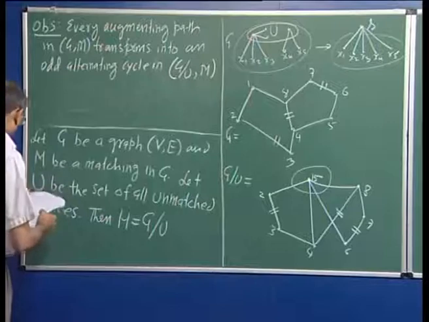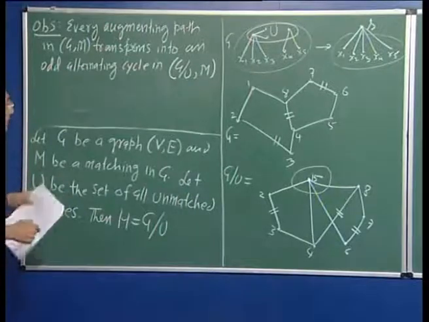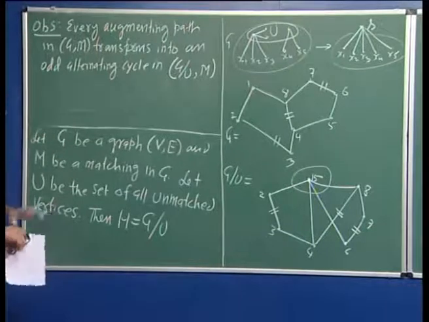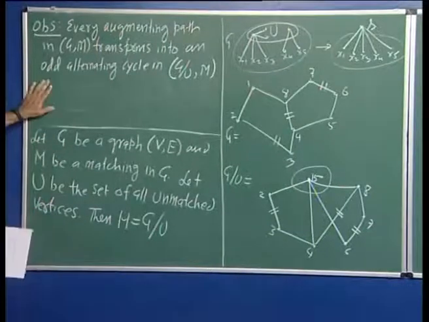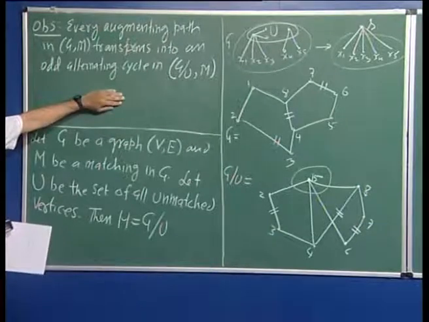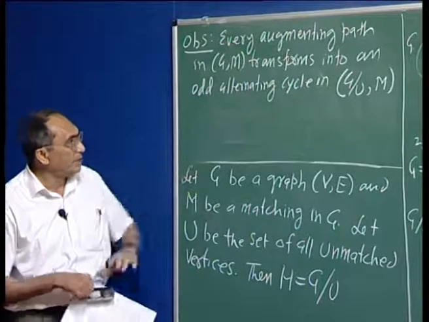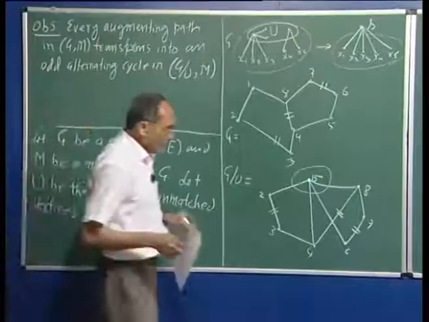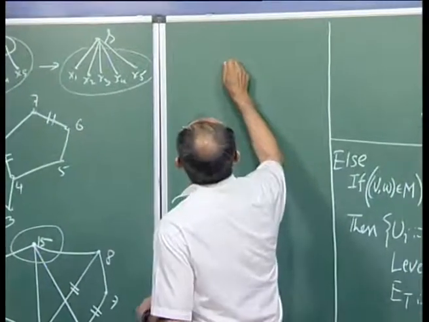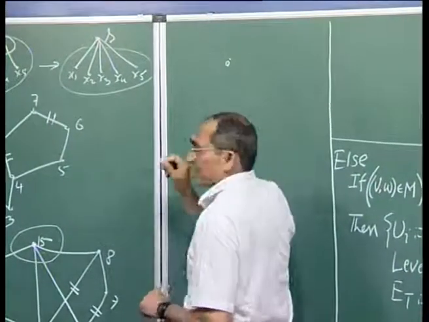Okay, so now we would like to first compute something called an alternating breadth-first tree. An alternating breadth-first tree is a structure such as this one.